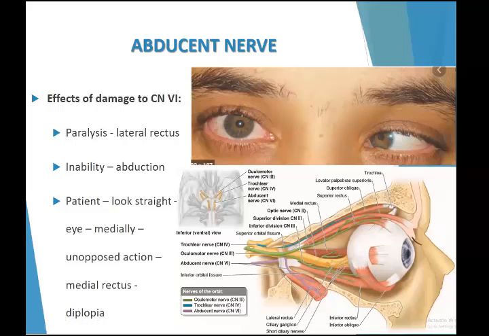As a result, the patient, when tries to look straight, so the eye turns in medially. अब एक आँख जो है वो medially move कर गया है, दूसरी आँख is looking straight. As a result, the patient is unable to look straight. इसको double vision होगा.